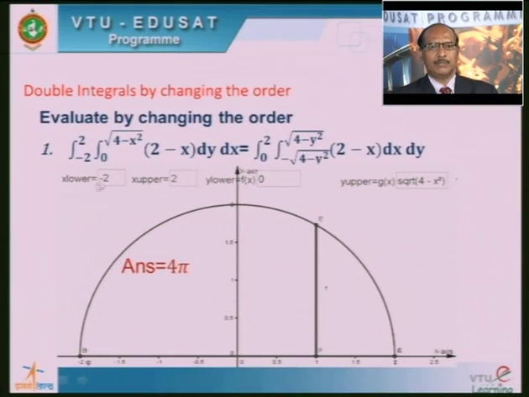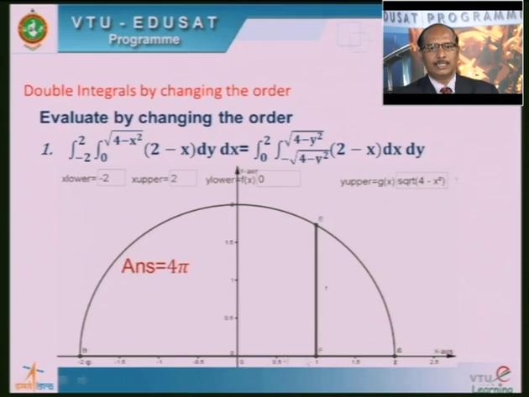So here is another example you can see. From these limits, x limits are constants and y limits are functions of x, minus 2 to plus 2 and y equal to 0 to y equal to square root of 4 minus x square. If you remove the square root, y square equal to 4 minus x square, that is nothing but a circle. x square plus y square is equal to 4 is a circle.